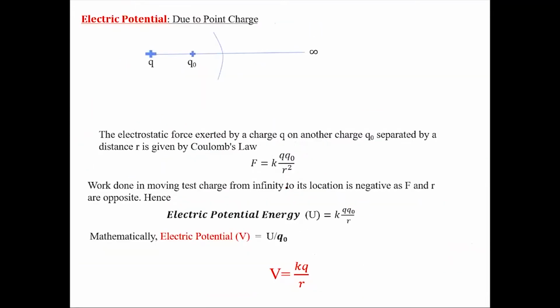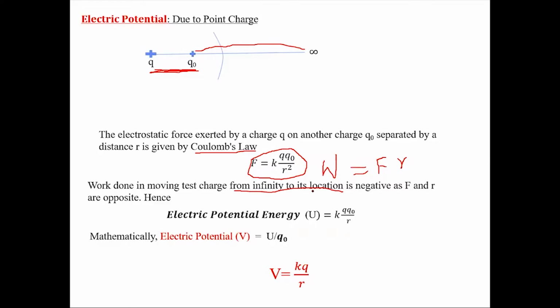Now, how do you define work? F times distance, or in our case, R. Force is this guy here. What is the force between these two charges, Q and Q0? The force between those two charges is K times Q Q0 divided by R squared. This is Coulomb's law. Now, if that is the force, then what is the amount of work done to move the charge from infinity to its location? That work done is F times R.